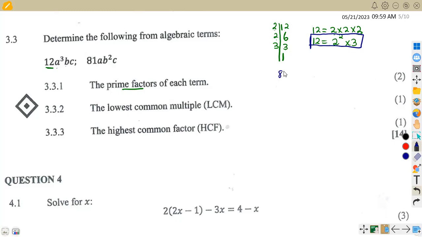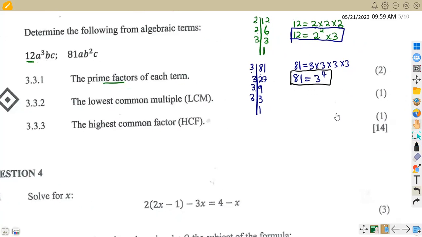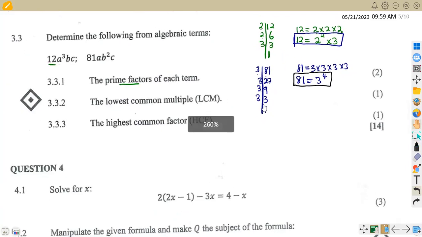We do the same thing on 81. We start, the smallest number is 3. 81 divided by 3, that is 27. Divided by 3, that is 9. Divide by 3, that is 3. 3 divided by 3, that is 1. So meaning to say 81 can be written as 3 times 3 times 3 times 3, which is the same as 3 to the exponent of 4. So this is what we can simply write in place of 81. Okay, so if we've got this, we are done.